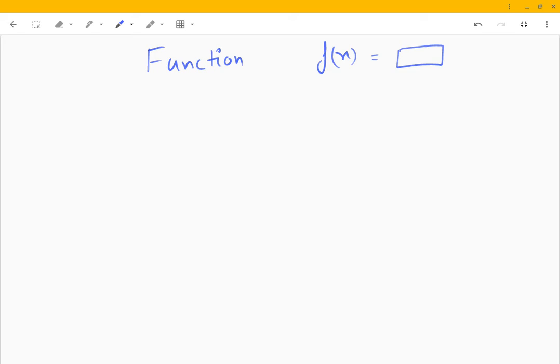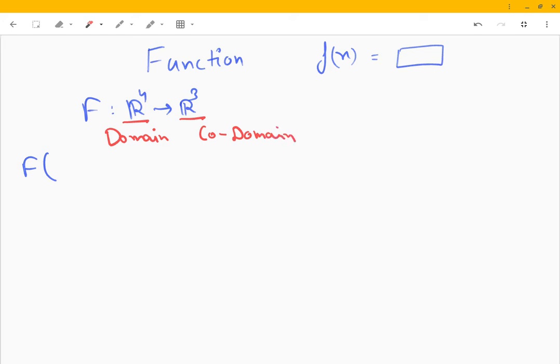Let's define one linear transformation. Say f is a linear transformation from R4 to R3. So what this is doing, and let me write the function: f from R4, now the dimension. See, what is this? This is our domain, and this is our codomain.